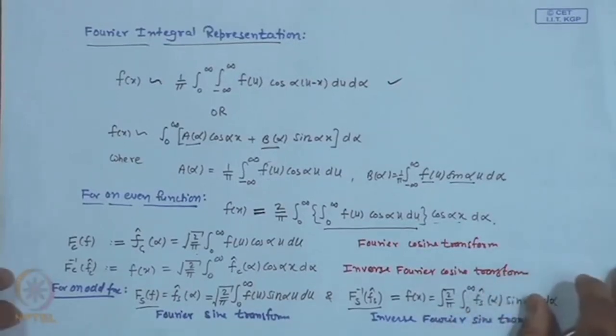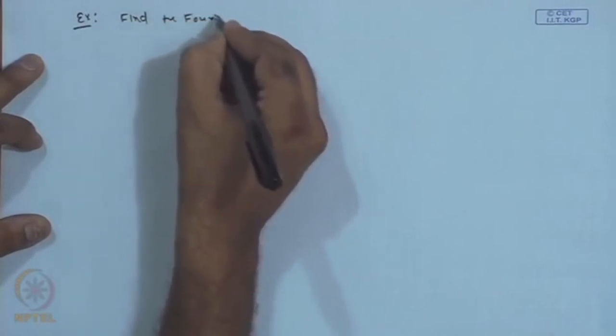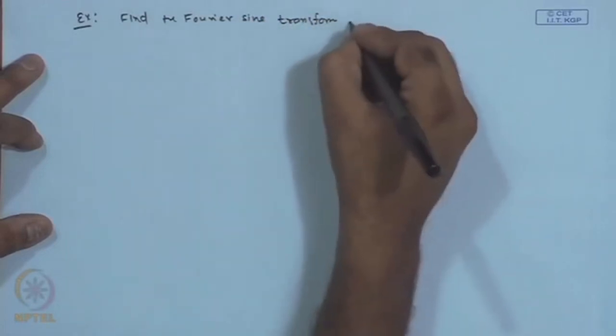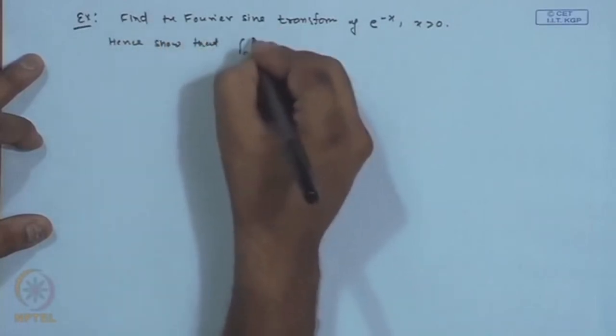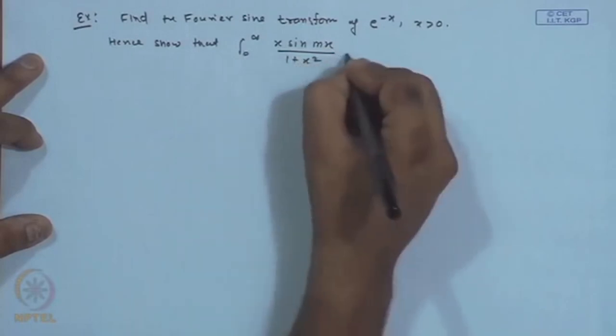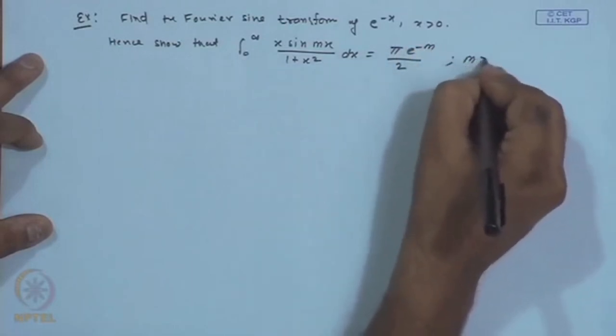We ended the last lecture at this point, and now we will continue with just one example and then go to the Fourier transform. So, let us go for one example here. Find the Fourier sine transform of e to the minus x, x positive, and then show that the integral from 0 to infinity of x sin mx over 1 plus x squared dx is pi e to the minus m over 2, m positive.